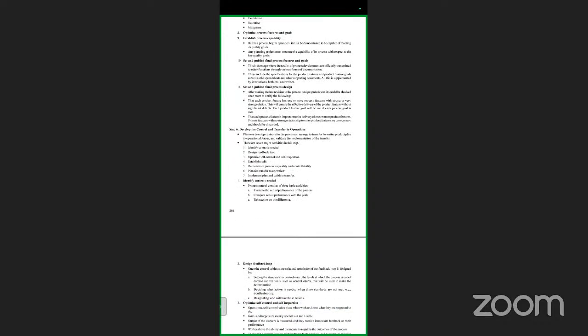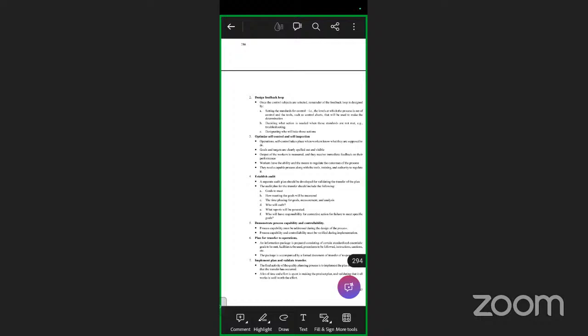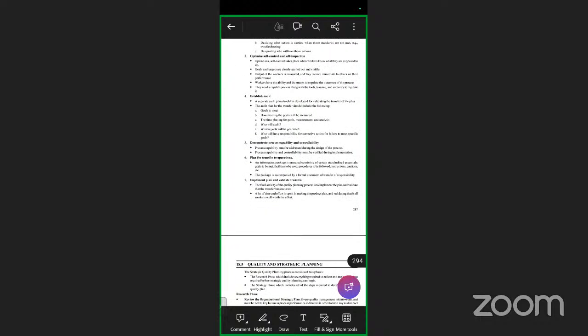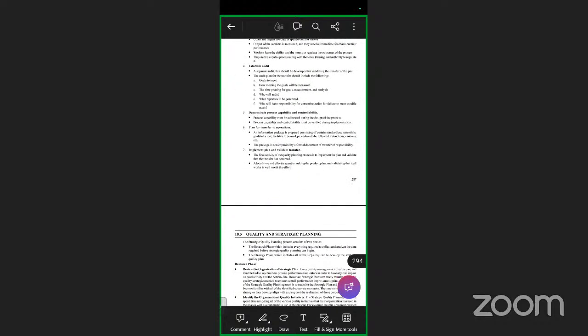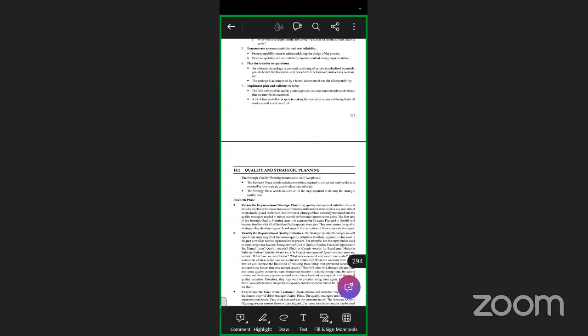So the next step is to develop the control and transfer the operation. After that, they'll go with identifying control needs and design for feedback loop. Then optimize the self-control and inspection, establishment of audit, and demonstrate the process capabilities, plan for transfer of operation, implement the plan, validate transfer. So these are the steps involved in that.